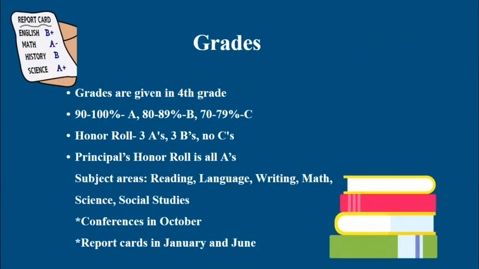Grades are given in fourth grade. To receive an A, a student needs to receive a 90 to 100%. To earn a B, they need to produce 80 to 89%. And to receive a C, a 70 to 79%. To reach honor roll, students will need to have 3 A's and 3 B's, no C's. To earn the principal's honor roll, a student has to receive all A's. The subject areas that are involved include reading, language, writing, math, science, and social studies.